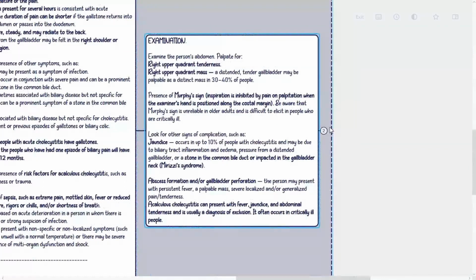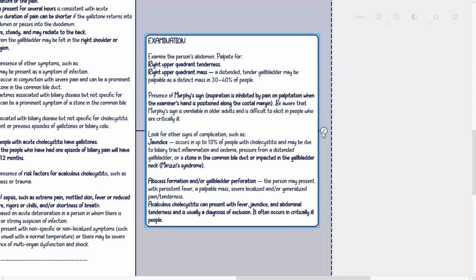Examination. Examine the person's abdomen. Palpate for right upper quadrant tenderness. Right upper quadrant mass. A distended, tender gallbladder may be palpable as a distinct mass in 30–40% of people.